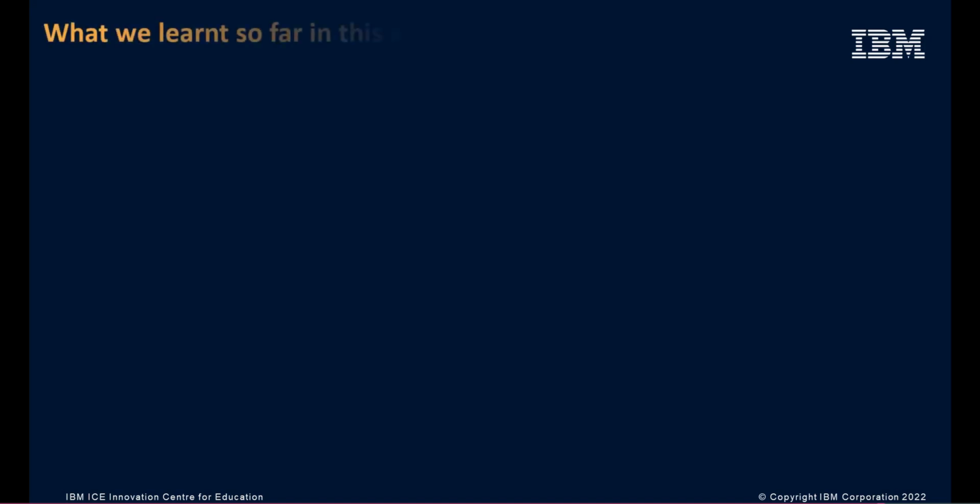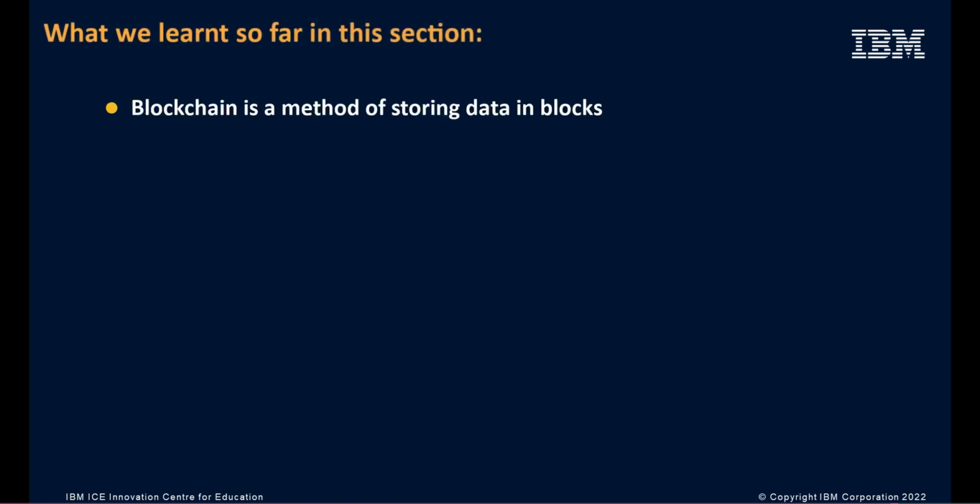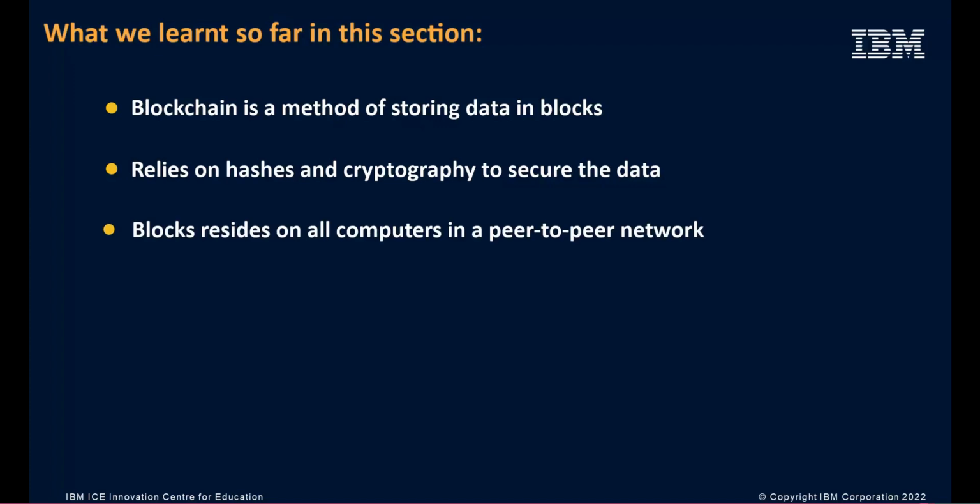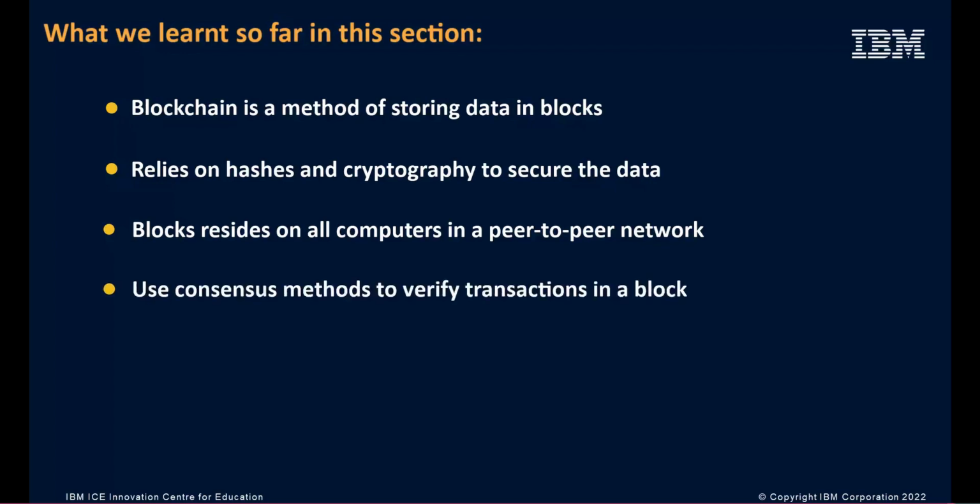Now, to summarize, 1. A blockchain is a method of storing data in blocks that are linked together in the form of a chain. 2. It relies on hashes and cryptography to secure the data inside a block. 3. This chain of blocks resides on all computers in a peer-to-peer network. 4. This network of computers uses the consensus method to verify transactions in a block and include a block on the blockchain.